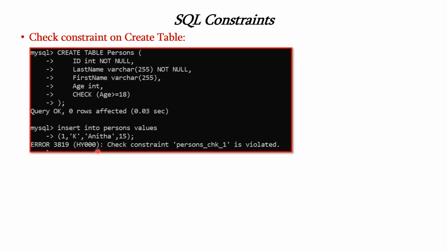We can see here we have inserted one row, where the age is 15. It is showing the error, that is, the check constraint is violated, because the age should be greater than or equal to 18.